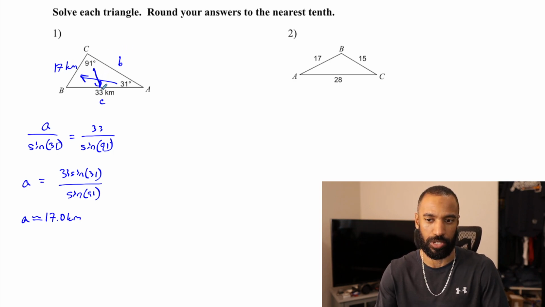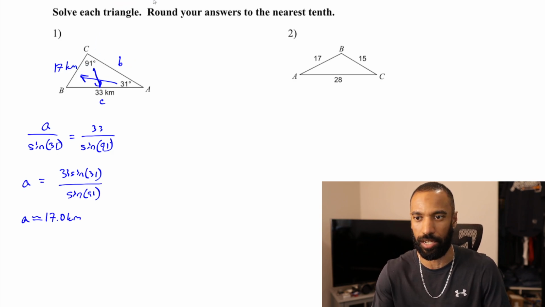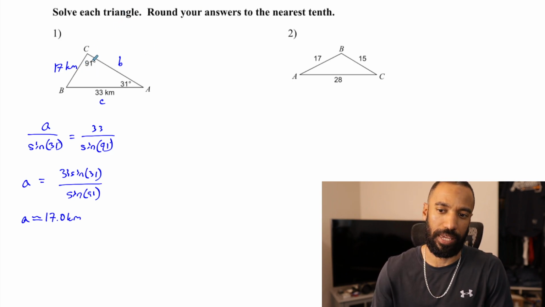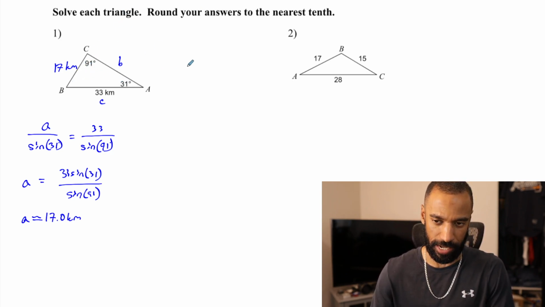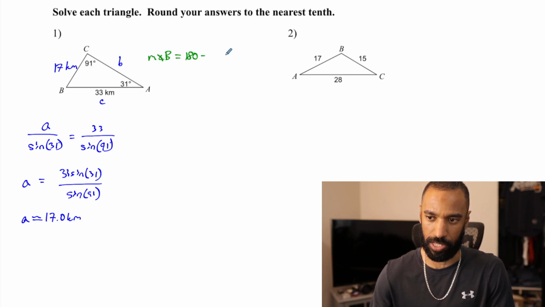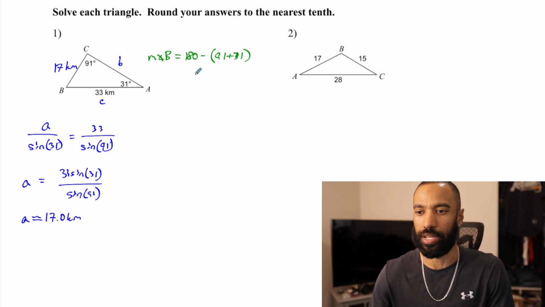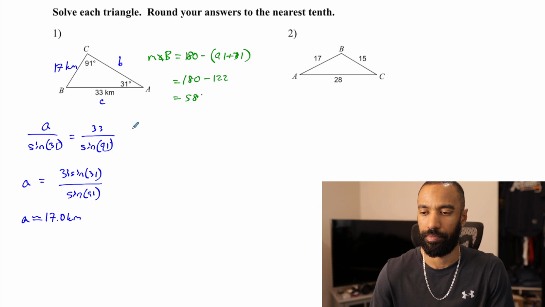Instead of using law of cosines in these 3, I'm just going to use law of sines again one more time. We're going to be able to use law of cosines later, probably in a different problem. So measure of angle B, these 3 add to 180 degrees. So measure of angle B is 180 minus the sum of 91 and 31. 91 plus 31 is 122. 180 minus 122 is 58 degrees. So B is 58 degrees right there.